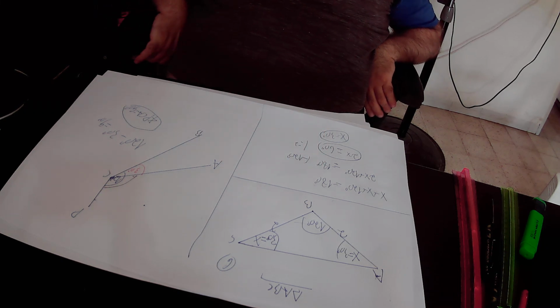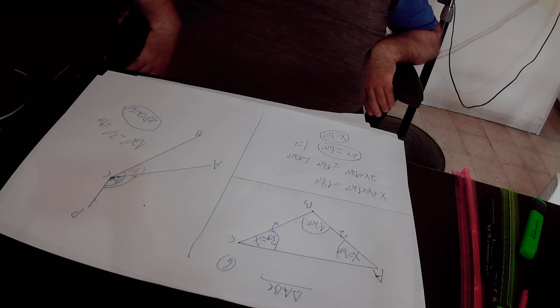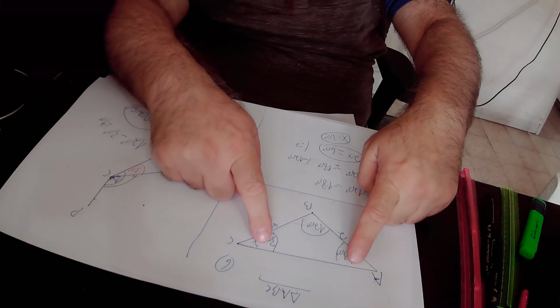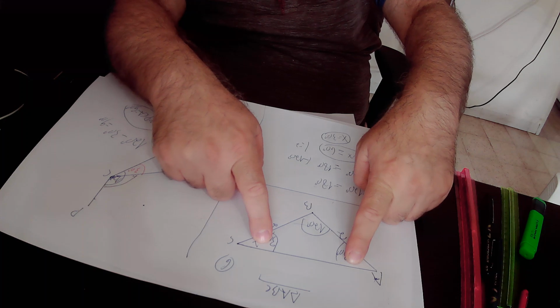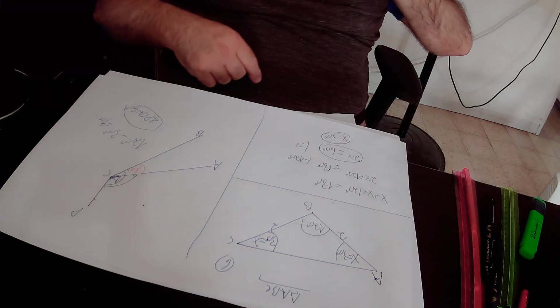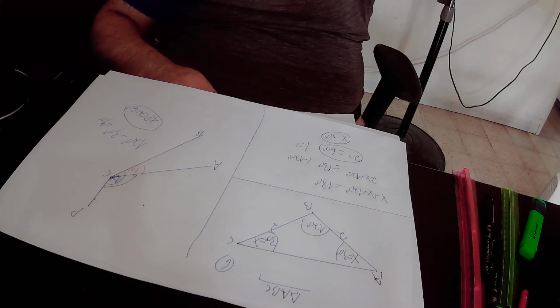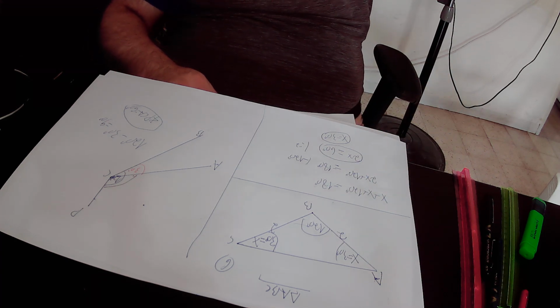And according to the rule that said that in front of equal sides in the triangle there are equal angles, we get that these 2 angles that are located in front of equal sides must be also equal to each other. So if this angle is x, then this angle must be also equal to x.